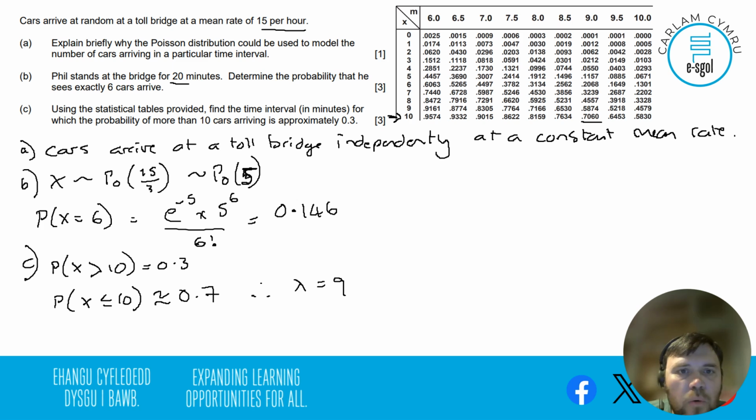So you know that the average is 9, and we want to know what the time interval for that is. Well, if it's 15 per hour, we would do 9/15 times 60, which is equal to 36 minutes. So you would expect an average of 9 per 36 minutes.